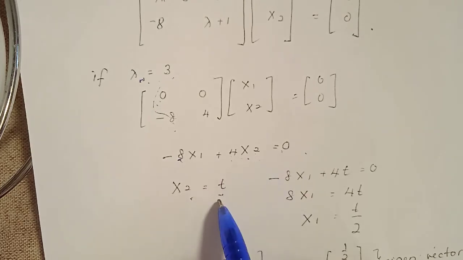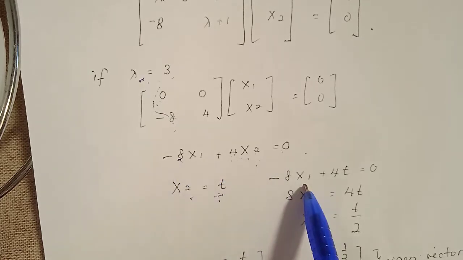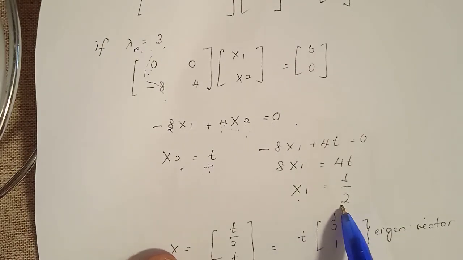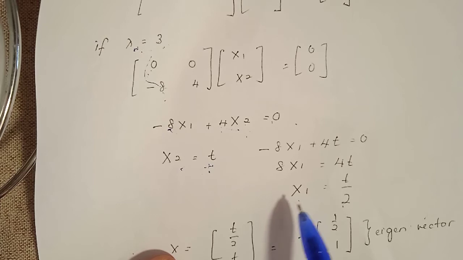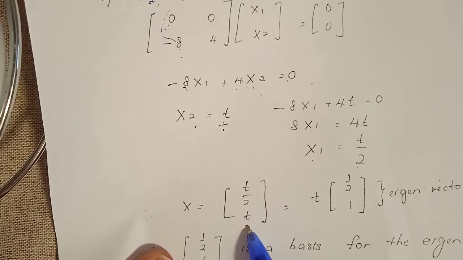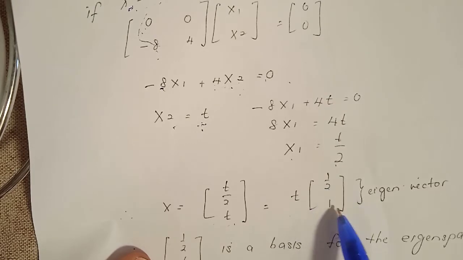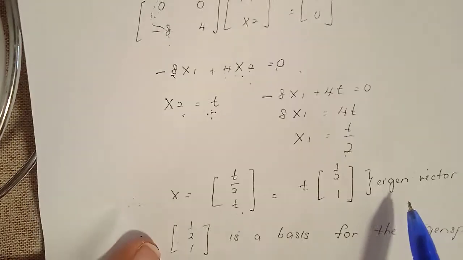If we have an extra variable, then we set it as a parameter. Let x2 be t. Now the equation becomes minus 8x1 plus 4t equals 0. Therefore x1 becomes t over 2. So the solution for x1 and x2 is t over 2 and t. We factorize t, so the vector inside is 1 over 2 and 1. The vector here is the eigenvector.